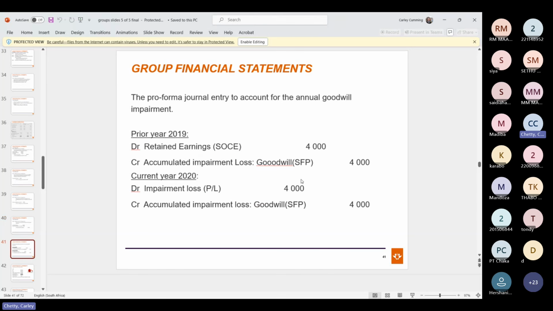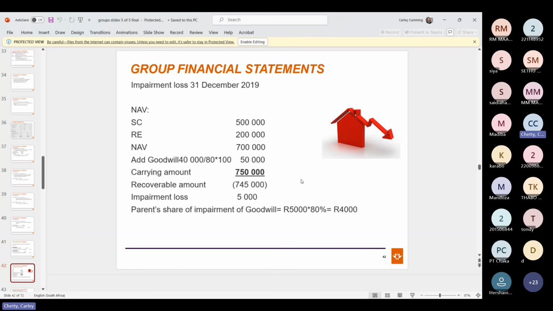Now we need to look at the amounts for goodwill. Okay, before we can do the journal entries, we need to have a look at the calculation. So if we look at the calculation at 31 December 2019, they told us the recoverable amount was 745,000 rand. We need to calculate what is the carrying amount of the cash generating units. So we are going to add in the share capital and retained earnings on acquisition. The share capital was 500,000 and the retained earnings was 200,000. That gives us a net asset value of 700,000 on acquisition. Then we need to add in the goodwill. So the goodwill was 40,000 rand.